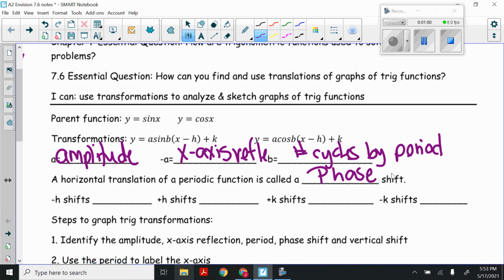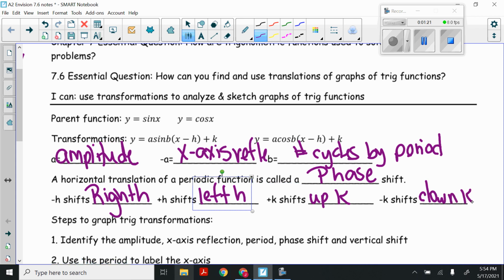If it's minus h, it shifts right h, because again, it's in parentheses, and anything in parentheses comes out opposite. So if it's a plus h, it shifts left h units. Plus k shifts up k units. Minus k shifts down k units. So just like all of our other transformations.